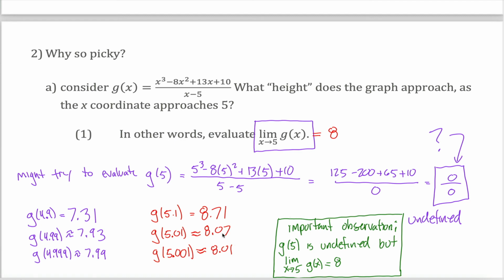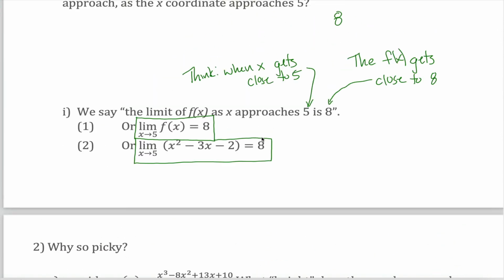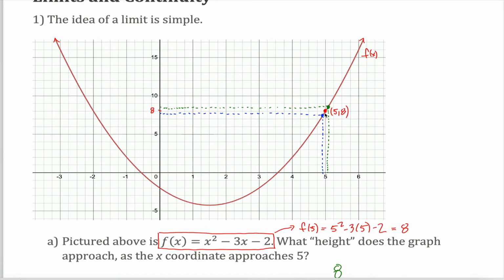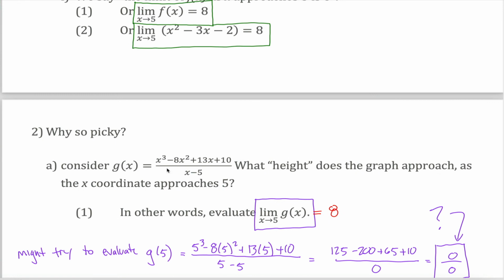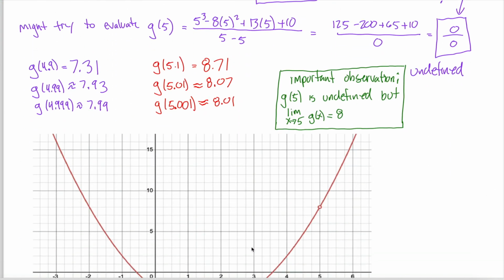And if you're like most students, you're like, all right, you kind of lost me with all these calculations. I don't quite understand what's going on. Is there any way you could give me a graph? I understood this a lot more when we were talking about the x value getting close to 5 and the y value getting close to 8 when the point was on the graph. What does the graph of g of x look like? It might surprise you a little bit.